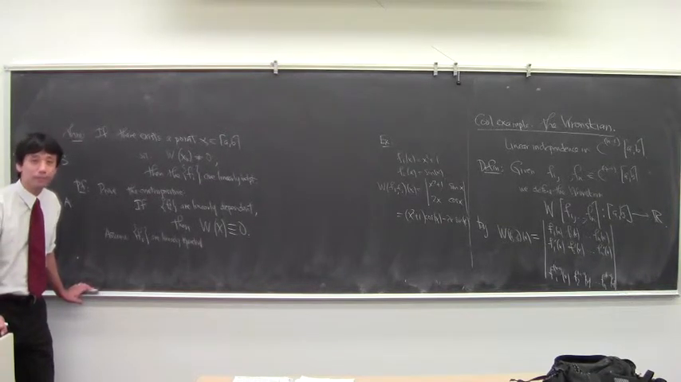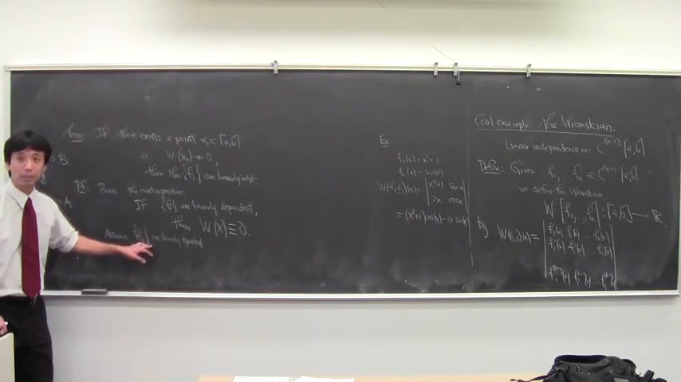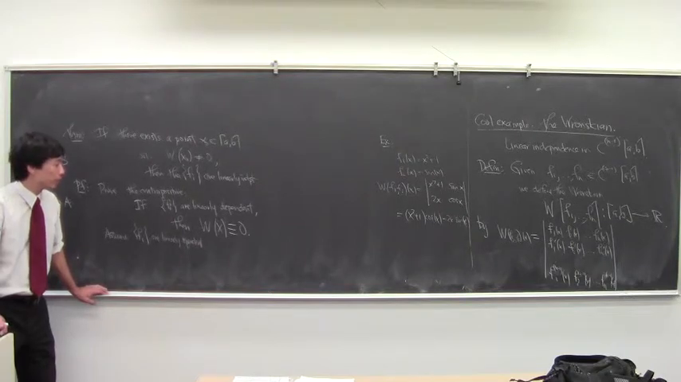Anyone have an idea? Suppose these guys are linearly dependent. What does that mean? Linearly dependent means that there's some non-trivial way of getting the zero vector. Or you could say it means that one guy is a linear combination of the other guys.